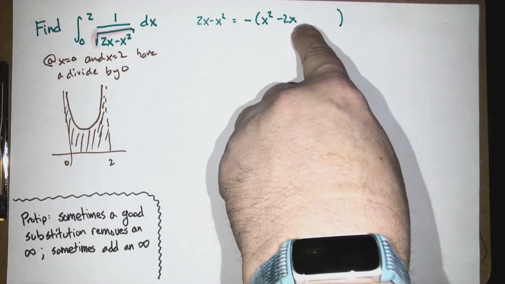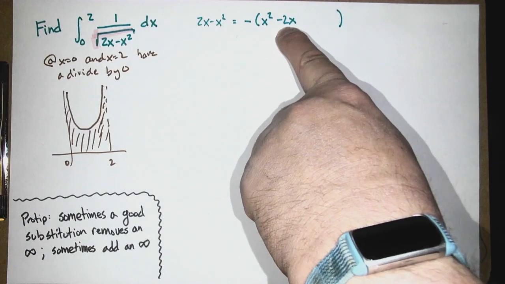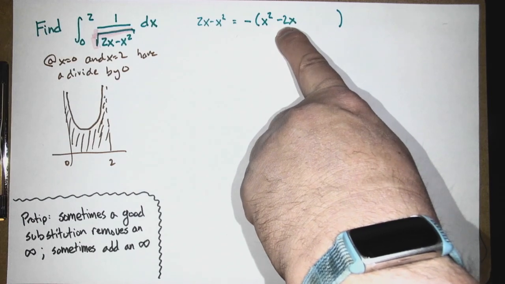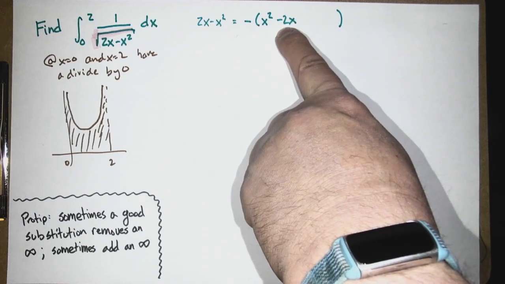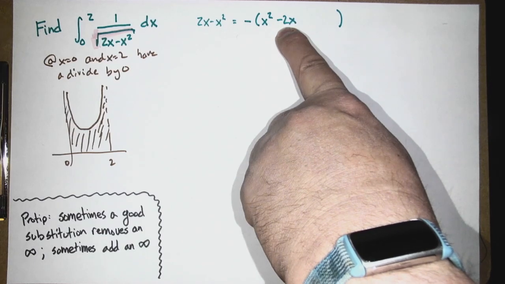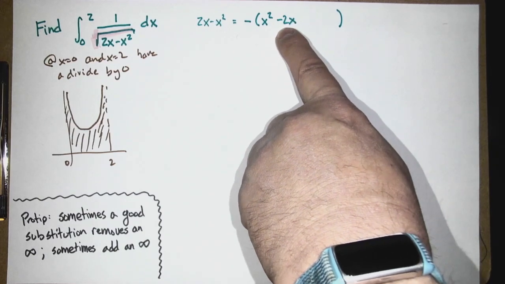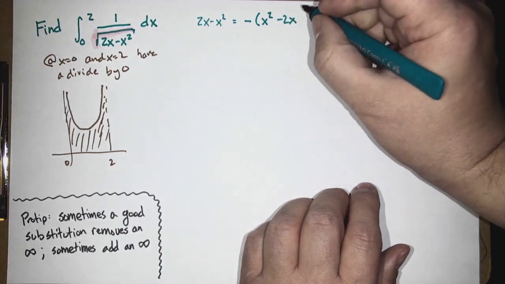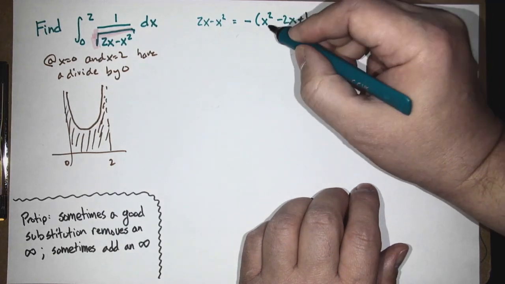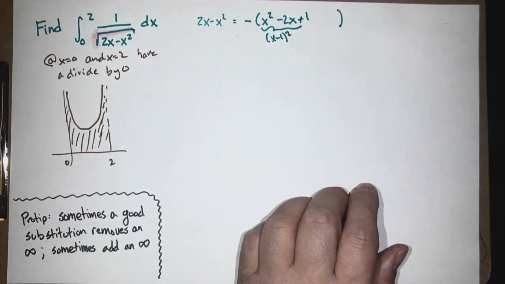I come in front of my x, and I see a minus 2. What do we do with this minus 2? What's the procedure? Divide by 2 gets us minus 1, and then square it. So we want to add 1. And doing that will give us an x minus 1 squared. So we've completed the square.